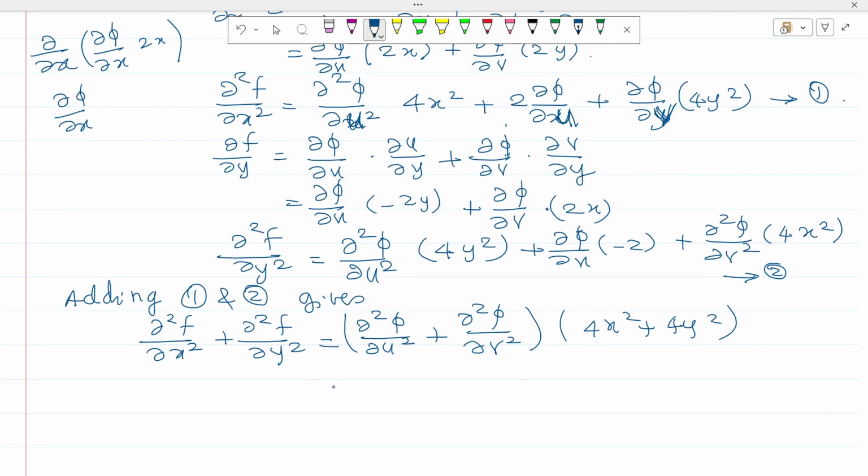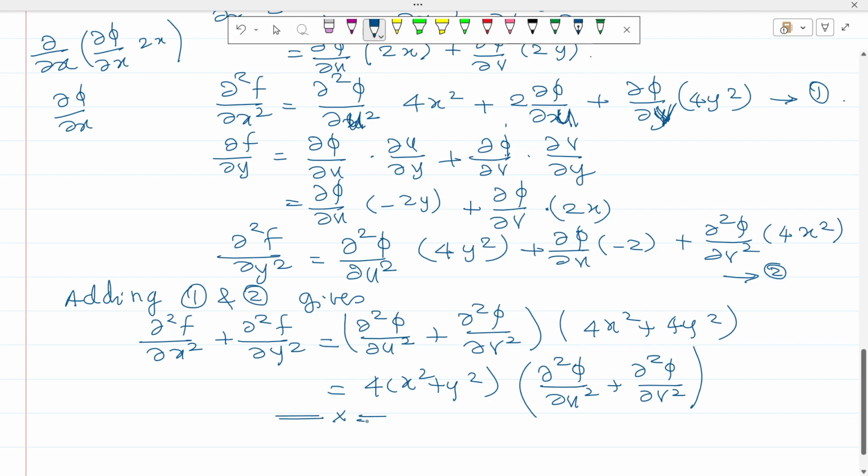Then finally you will get 4(x² plus y²) into ∂²π/∂u² plus ∂²π/∂v². So here you have to change this, that is not x², actually u², and then ∂π/∂u and then ∂π/∂v here.